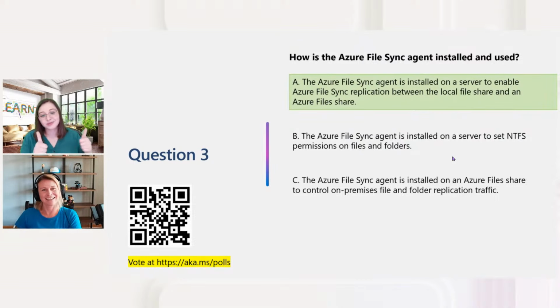So you're absolutely on the money. We install the agent on the server, then we enable the replication. It's a trusted relationship that will map it and sync all the data to our file share.